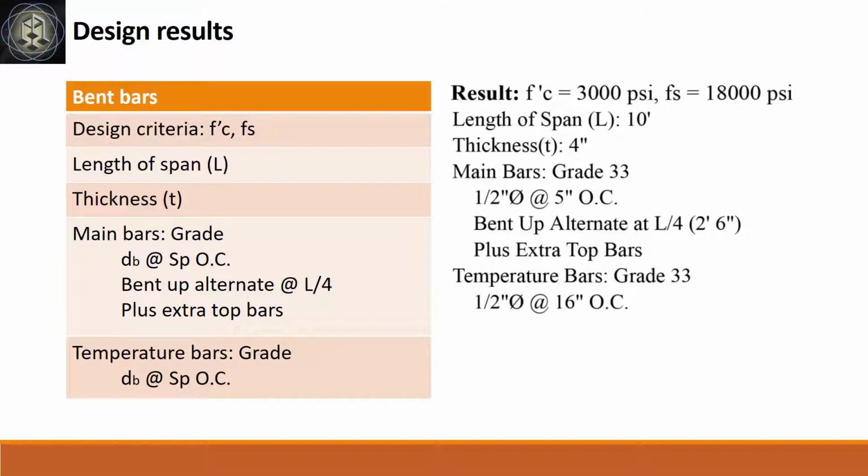f'c equals 3000 psi. fs equals 18,000 psi. Length of span is 10 feet. Thickness is 4 inches. Main bars of grade 33, half-inch diameter bar at 5 inches on center, bent up alternate at L/4 plus extra top bars. Temperature bars of grade 33, half-inch diameter bar at 16 inches on center.